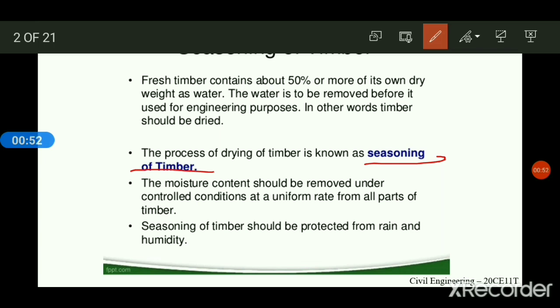Seasoning timber is a very slow process, and the removal of water has to be done uniformly at a very slow rate. It also has to be protected from rain and humidity, to avoid additional water to the timber, which may allow fungi and insects. To avoid this, it has to be protected from rain and humidity.